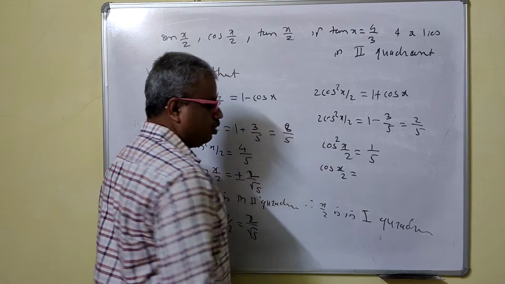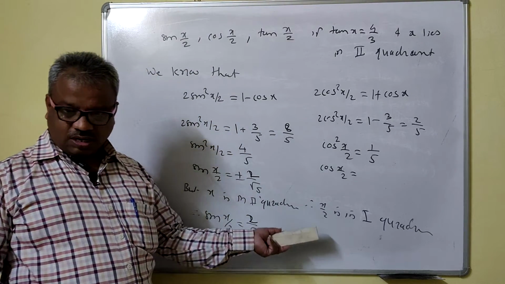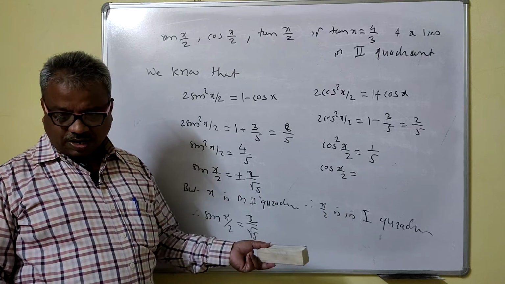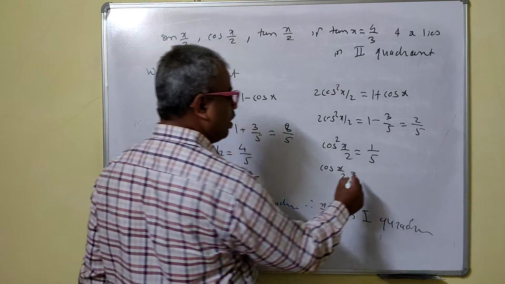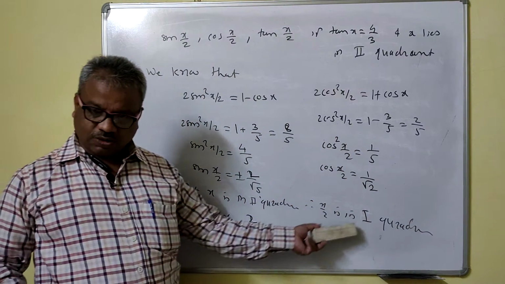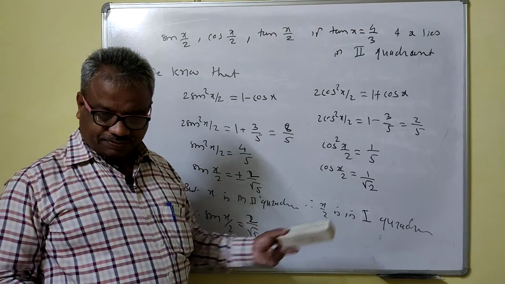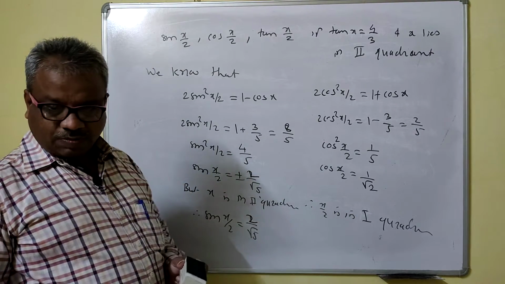Directly we take positive root because we are in the first quadrant. We have already written that x by 2 is in the first quadrant. Right? So here now no need to take the plus or minus value. So we directly take the plus value. So this is what? 1 by root 5. And we have already mentioned that x by 2 is in the first quadrant. So no need to repeat this once again. Okay. So your cos x by 2 is 1 by root 5.